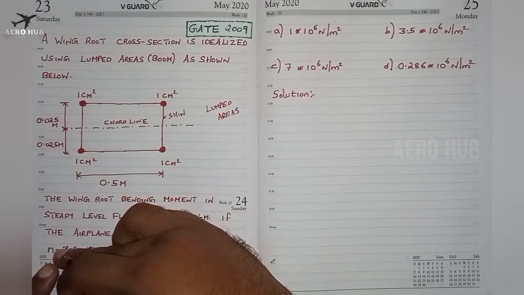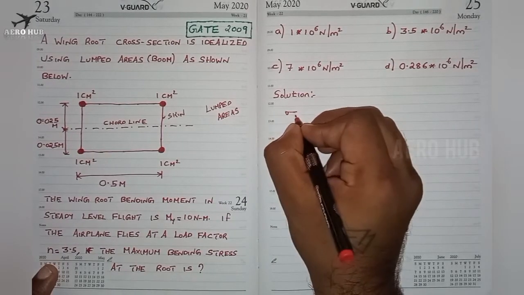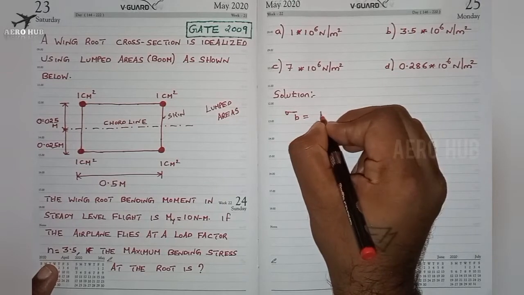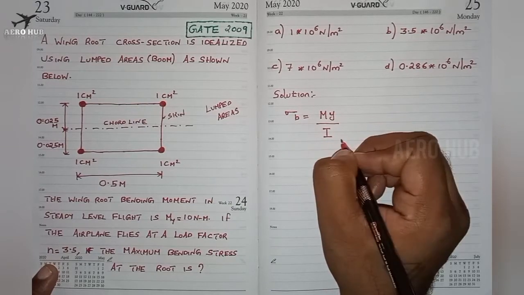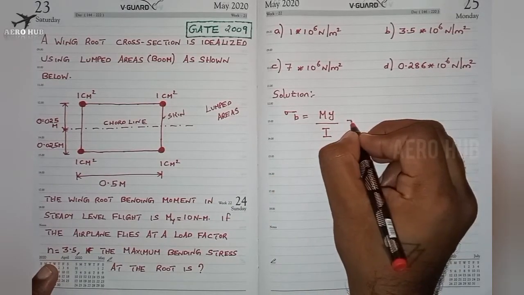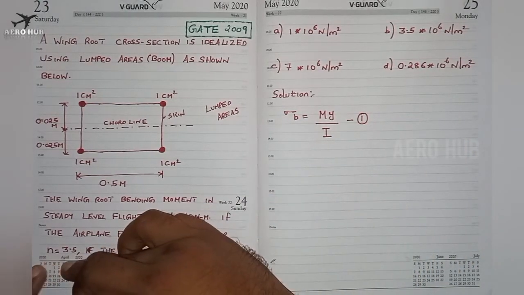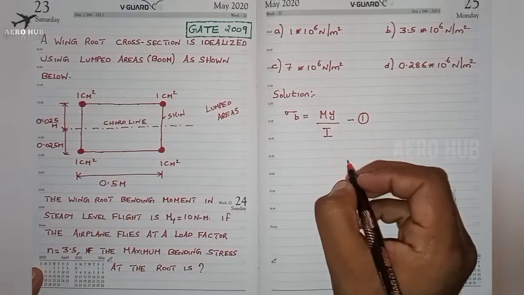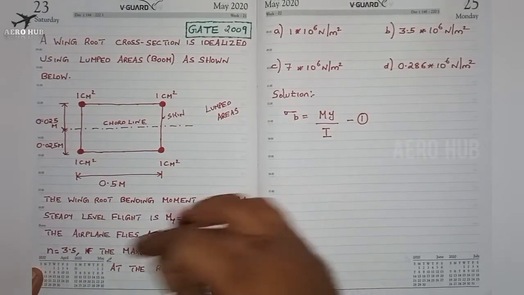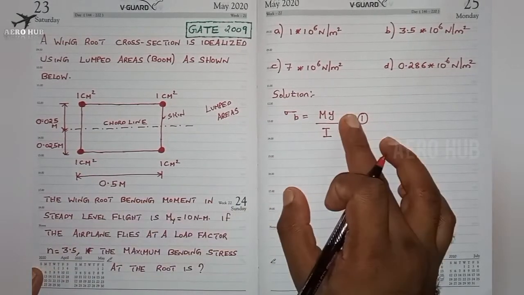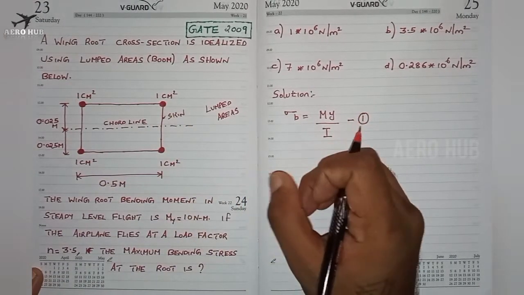They have given the value of load factor. The formula to calculate the bending stress is sigma b equals M into y divided by the moment of inertia. This is equation number 1. Since they have given the value of load factor, you should not confuse here. They are asking to find the bending stress, and there is no connection between load factor and bending stress. This is nothing but information, just given to say at which load the flight is operating.